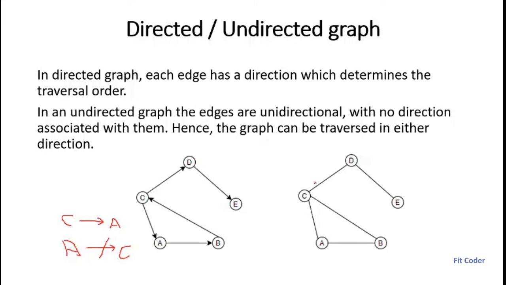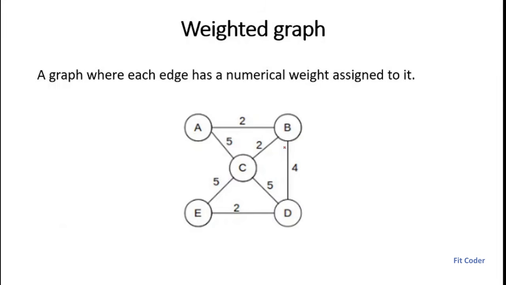So if you see this, here we can traverse in any order, C to D or D to C, but here you can only traverse from C to D. So this is an important concept that you need to understand: what is the difference between a directed and an undirected graph. So next we come across weighted graphs.